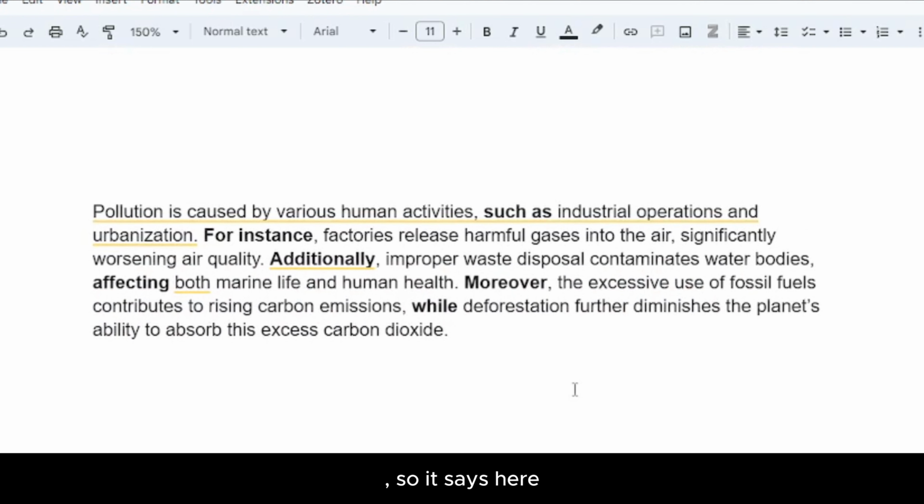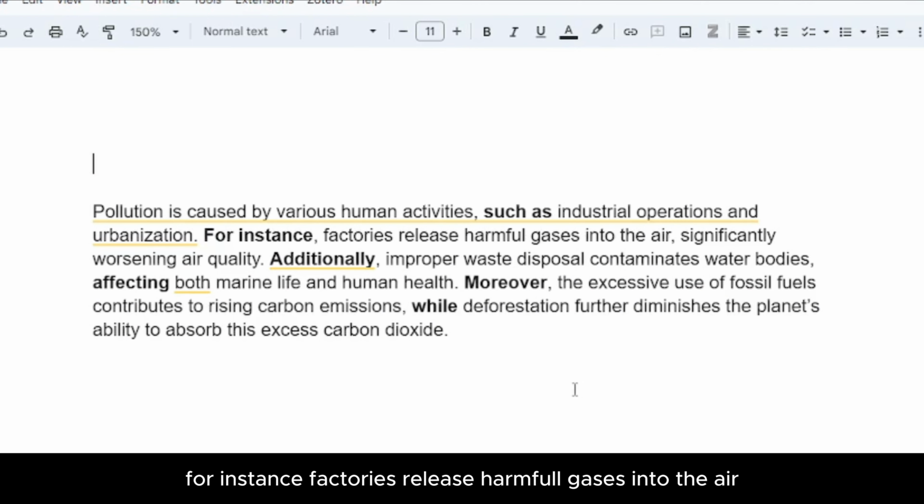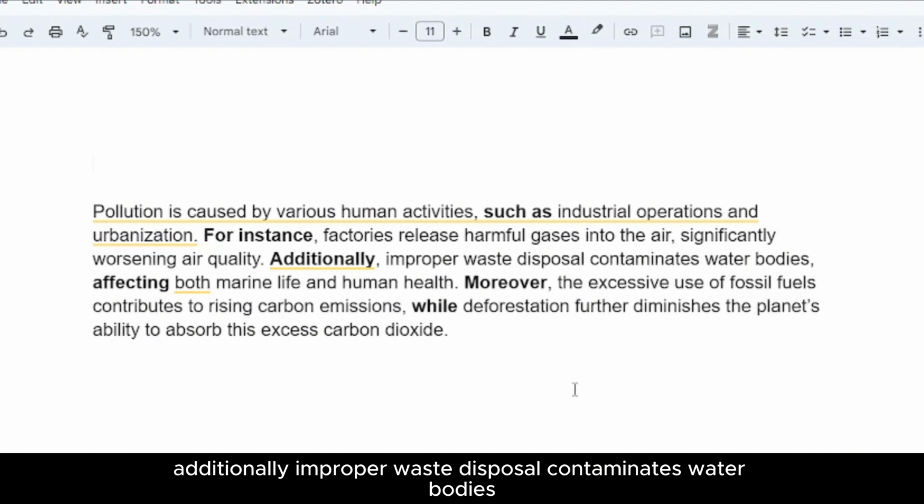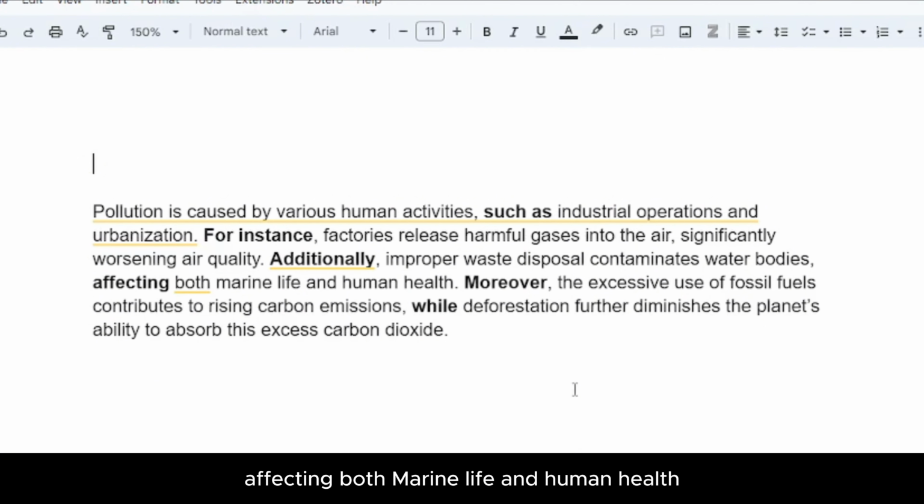Okay, so it says here, pollution is caused by various human activities such as industrial operations and urbanization. For instance, factories release harmful gases into the air, significantly worsening air quality. Additionally, improper waste disposal contaminates water bodies, affecting both marine life and human health. Moreover, the excessive use of fossil fuels contributes to rising carbon emissions, while deforestation further diminishes the planet's ability to absorb this excessive carbon dioxide.